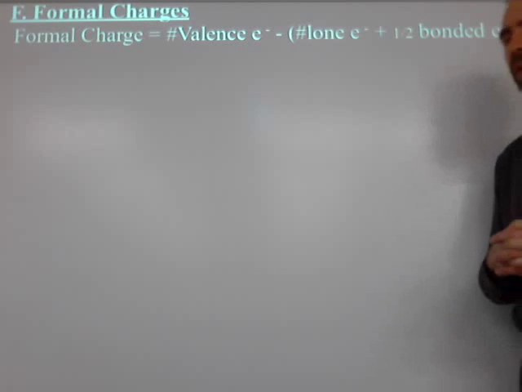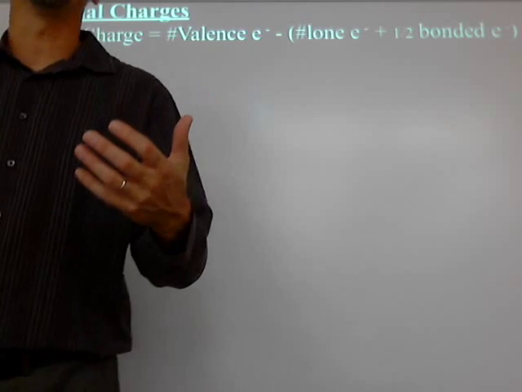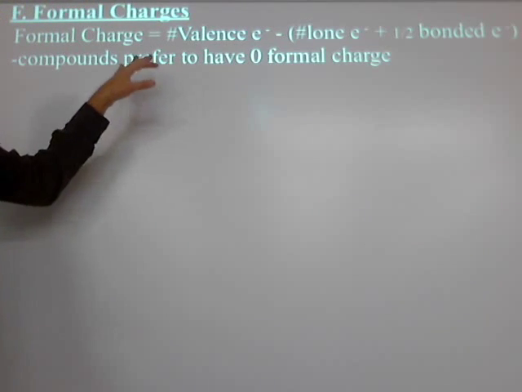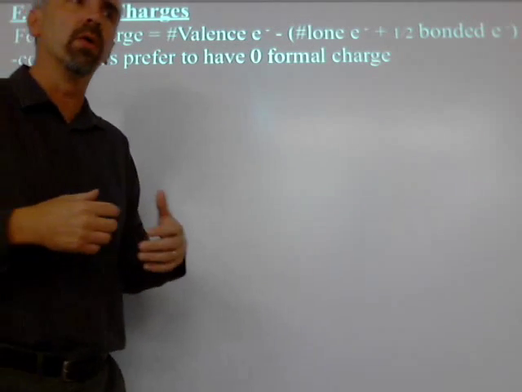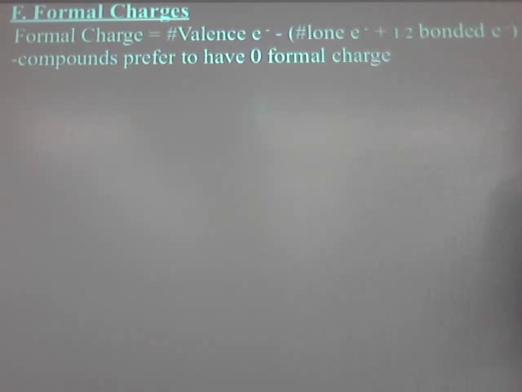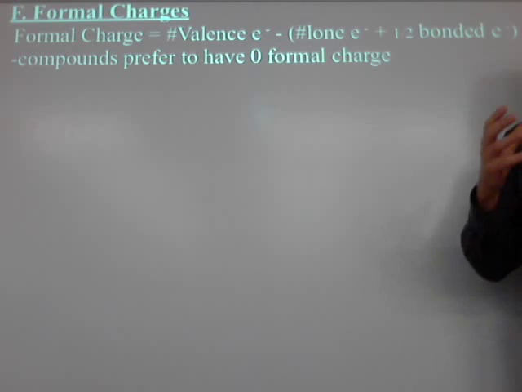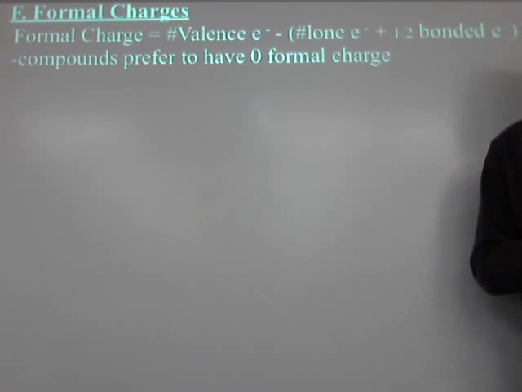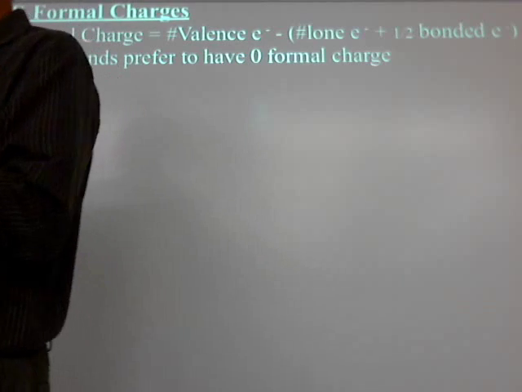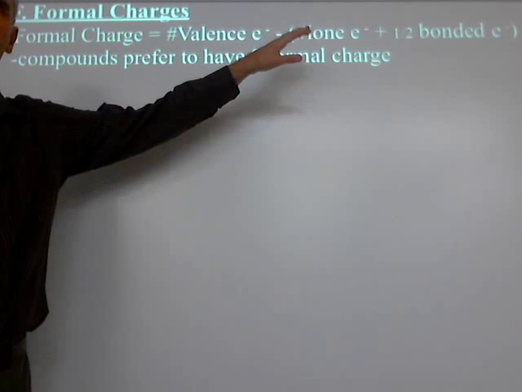As I do them, it really isn't that hard. What you're trying to find out is that everybody wants to have a formal charge of zero. In other words, you want to get it so that all the electrons in his valence shell have been used, and he doesn't have too many around there or too few, all right? You can tell that by doing this little calculation above each one.